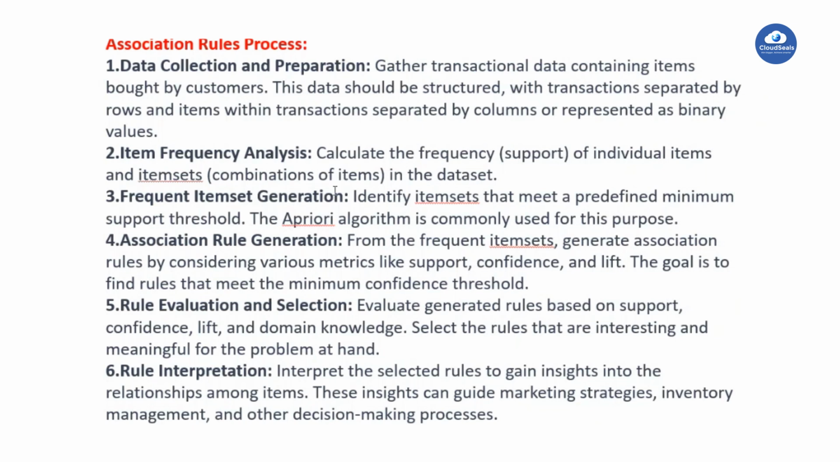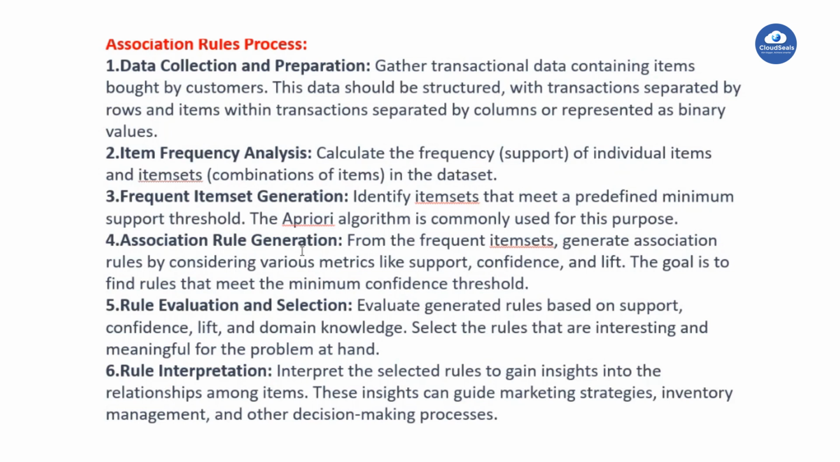Frequent item set generation: identify item sets that meet a predefined minimum support threshold. The Apriori algorithm is commonly used for this purpose. After calculating support, we will take some minimum support and minimum confidence. First, we need to check whether this combination satisfies the minimum support value or not.